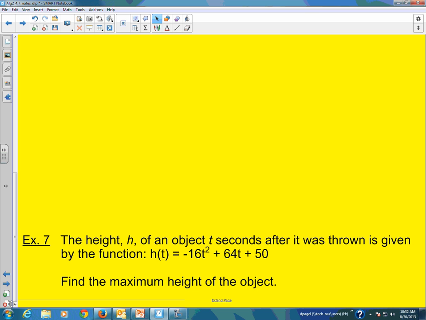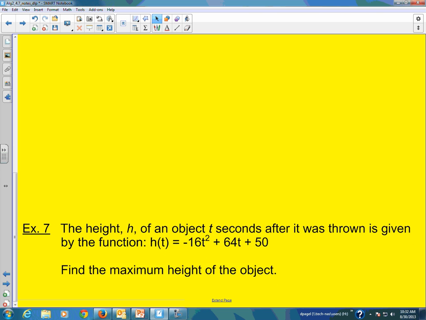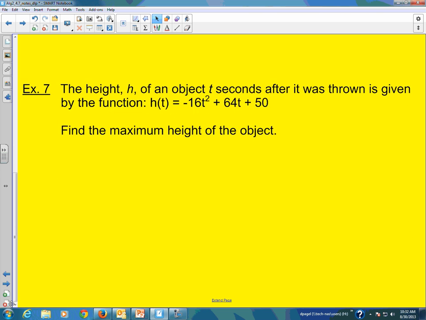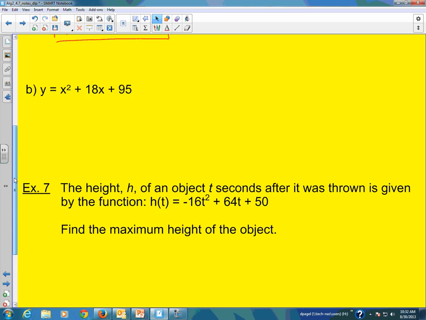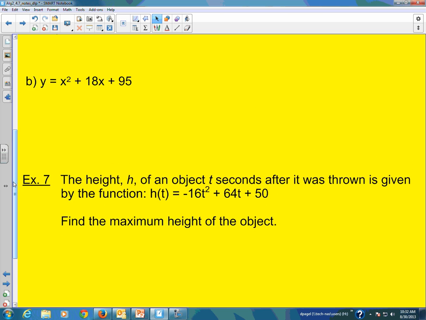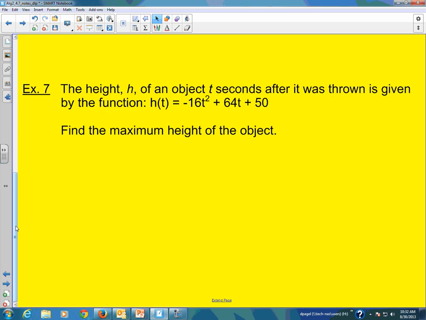All right, let's use this last example problem to finish our lesson out. I'm not going to do that B problem just because it has an A that's a 1. So, all right, the height h of an object t seconds after it's thrown is given by this function. So now this is a projectile motion type of problem.